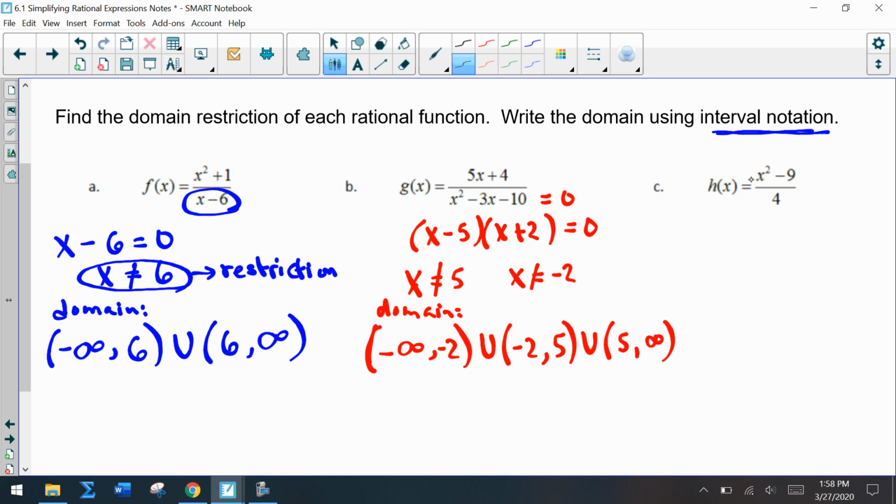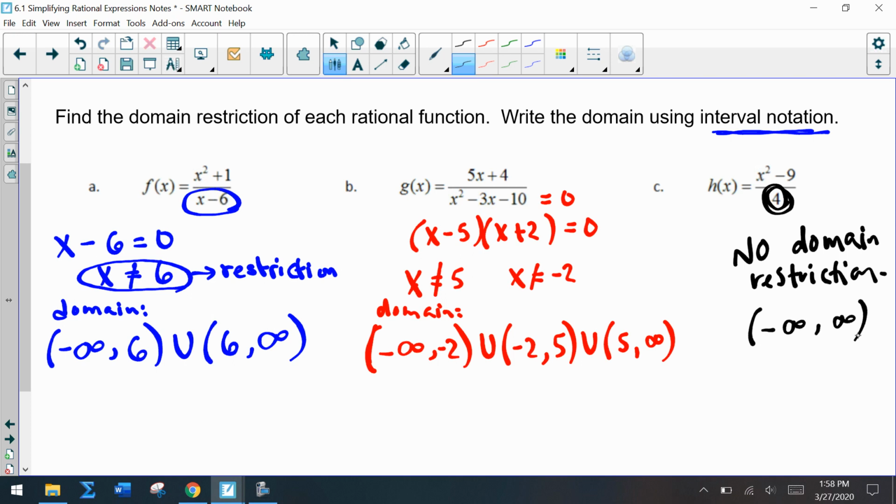And now for this next one, notice how there's no variable in the denominator. So there is no domain restriction. Okay, so if there's no domain restriction, the domain is negative infinity to infinity.